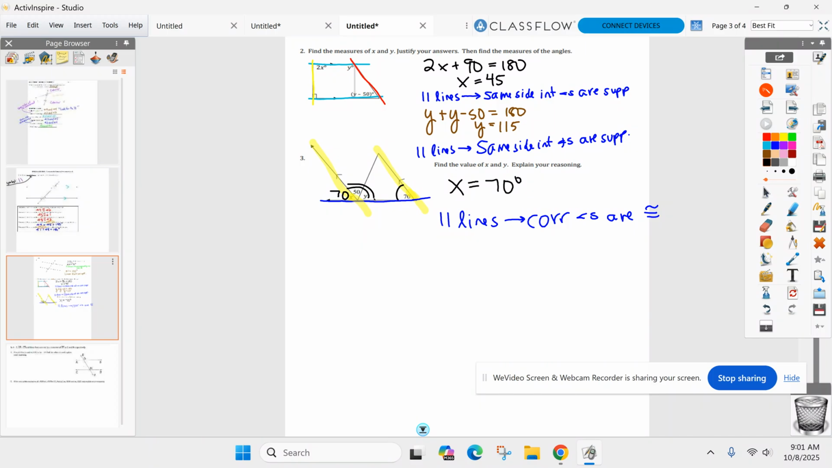What do you got back there, Leo? What are you going to chime in with? X and Y are vertical. No, not vertical. X and Y aren't vertical. They're not opposite each other. Okay, those aren't vertical. But everyone good. 70, 50, and Y have to add to 180 because it's a straight line or because they're same side. Either way, go ahead. Find Y now.